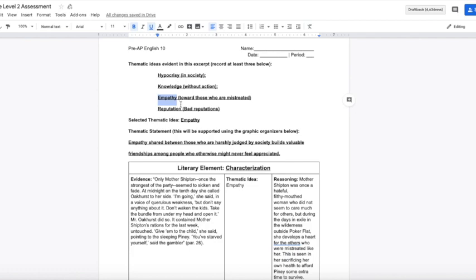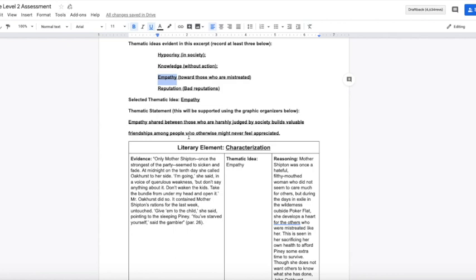And I went ahead and added a fourth one for the sake of example, and this was reputation, because the story does focus a lot on bad reputations, and basically this is definitely something that people in our society have to deal with. At times we have a bad reputation among one or two or many, many more people, depending on who that person is, a friend or an enemy, or the whole of a society or a portion of society, and which portion it is. So I have selected from those this thematic idea, empathy.